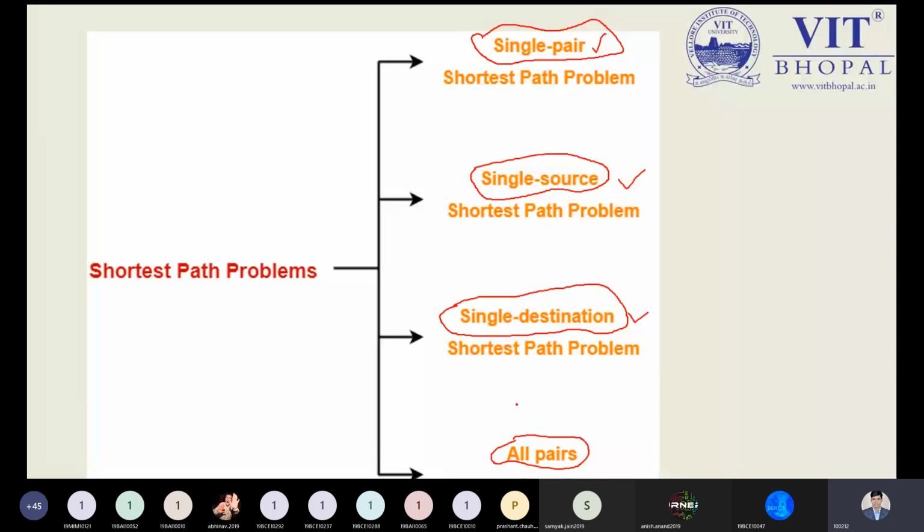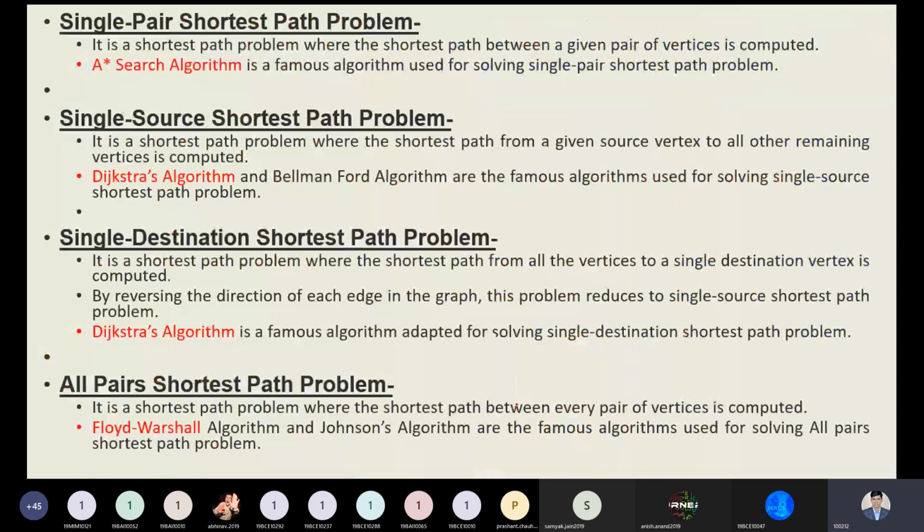Now the question comes to our mind: what is the difference between all these kinds of shortest path problems? So we have the single pair shortest path problem. I have written all the algorithm names in red color. You will see that the A star algorithm is used for the single pair shortest path problem. But what is meant by the single pair shortest path problem? It is a shortest path problem where the shortest path between a given pair of vertices is to be computed.